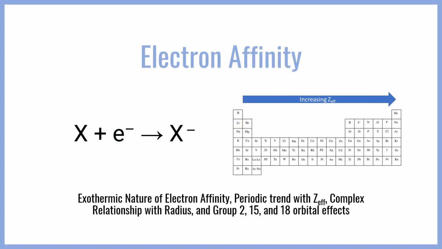In this video, we are going to be taking a look at the atomic property known as electron affinity, which describes the energy associated with electron capture. We are going to discuss what factors affect its magnitude, including the complicated effect of atomic radius, the periodic trends associated with it, and some group exceptions associated with orbital effects. Let's go ahead and get started.